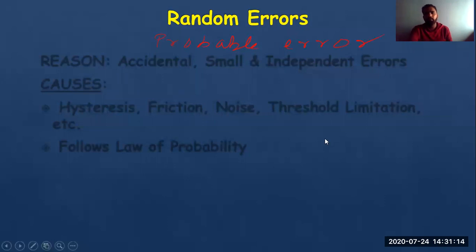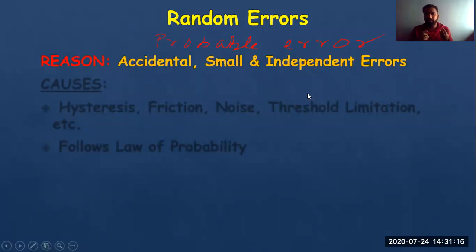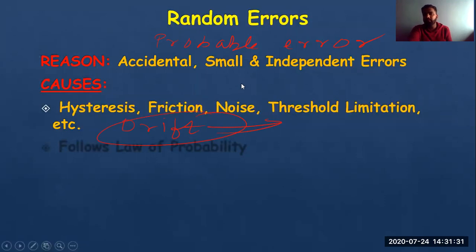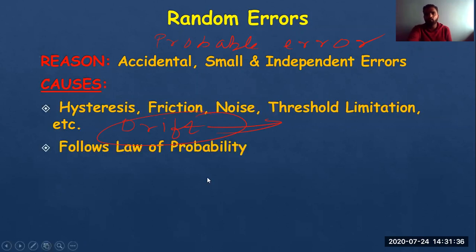One more thing about them, they are accidental. When something is accidental, you can say that it is also a hysteresis. You can also add drift. Drift is also a characteristic which is caused accidentally. These are small accidental and independent errors like hysteresis, friction, noise, threshold, resolution, drift. This follows the laws of probability. Done?